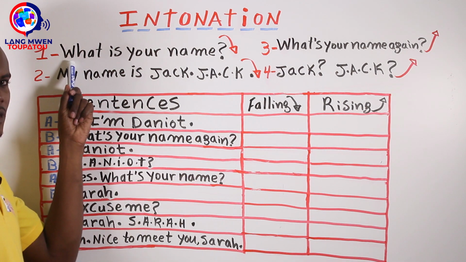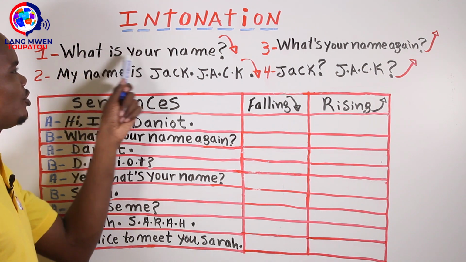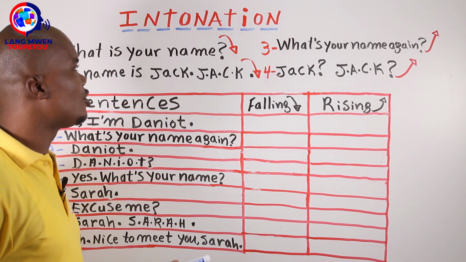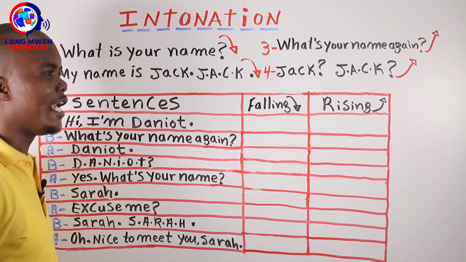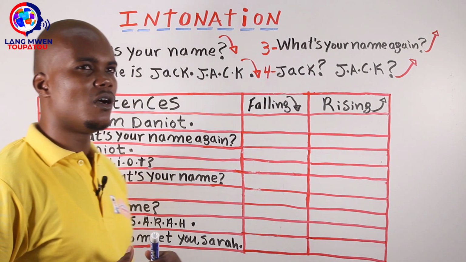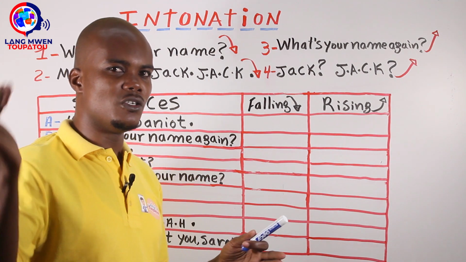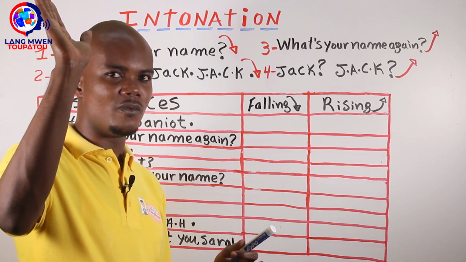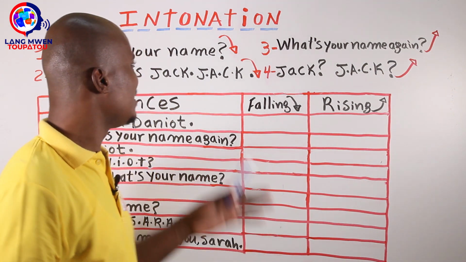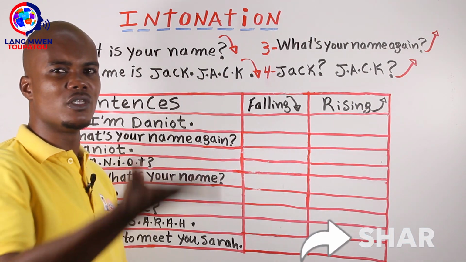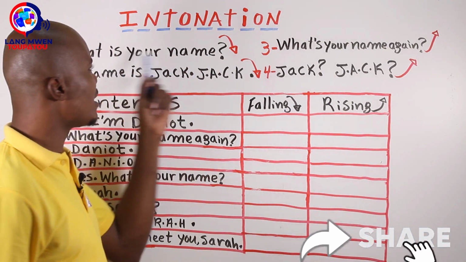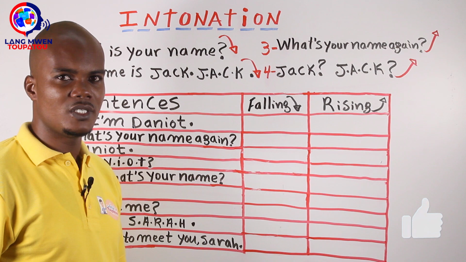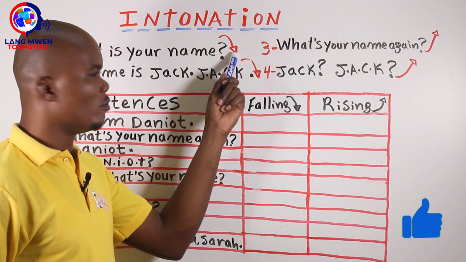And this sentence, they say, what is your name? What is your name? Okay. When I say, what is your name? Do I lower my voice or do I get it up? Okay? Let me say, what is your name? Yes, I lower my voice.